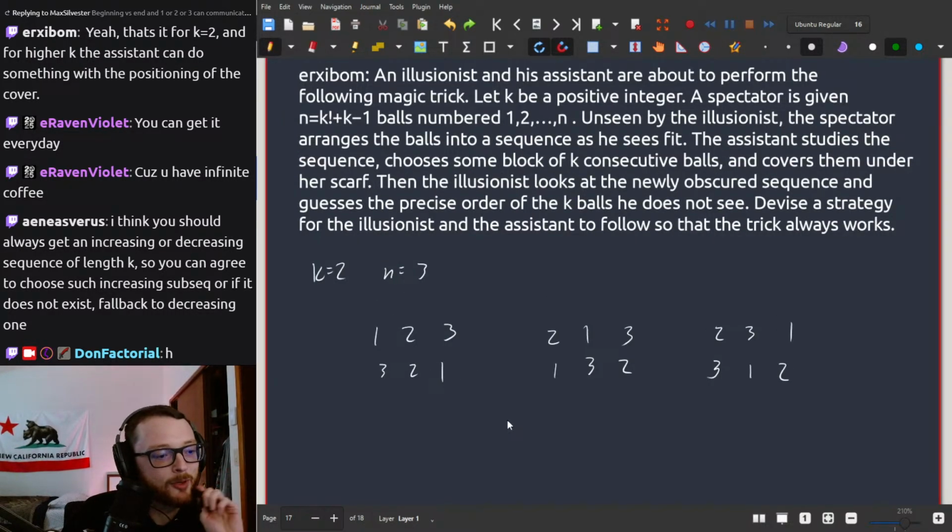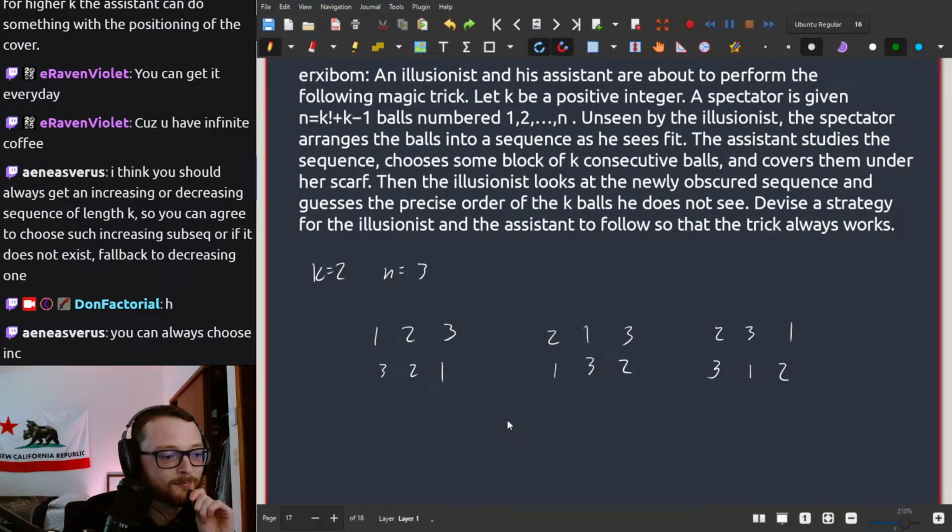But you'd have to be able to communicate that if you do fall back. And that means, you know, if it starts with an even number or something. I don't know. You can always choose increasing.